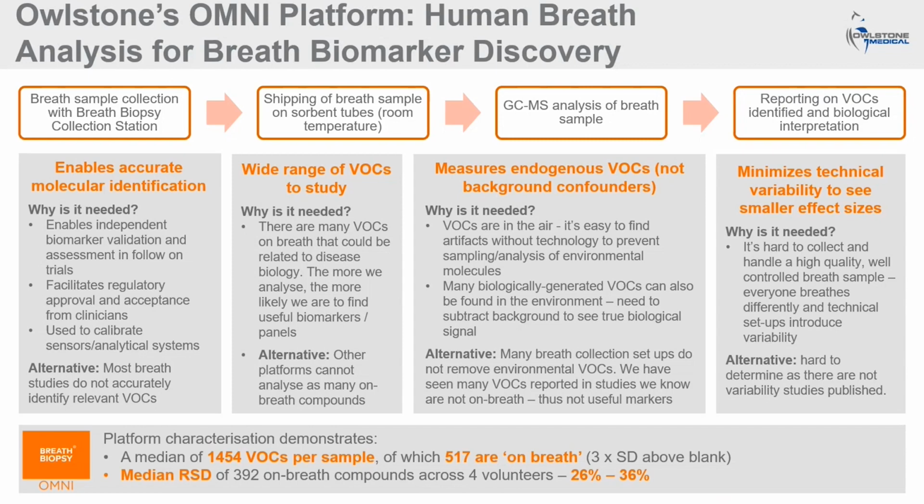So just to give an indication of this platform and how it's performing, we typically see up to 1,500 VOCs in an individual sample. But when we apply our additional criteria, which I'll talk about in a few minutes, only about 500 of those are considered on-breath compounds. So only those 500 are potentially useful biomarkers, we think. When we look at those on-breath compounds across 4 volunteers, we see a median RSD of 26 to 36%, which is reasonable considering we're looking at metabolites here.